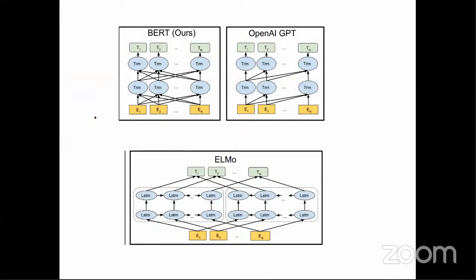Yesterday we saw the encoder-decoder architecture. This is a kind of similar architecture. E represents an encoder, and you can see here this is BERT. This is the proposed one. This is the BERT model.